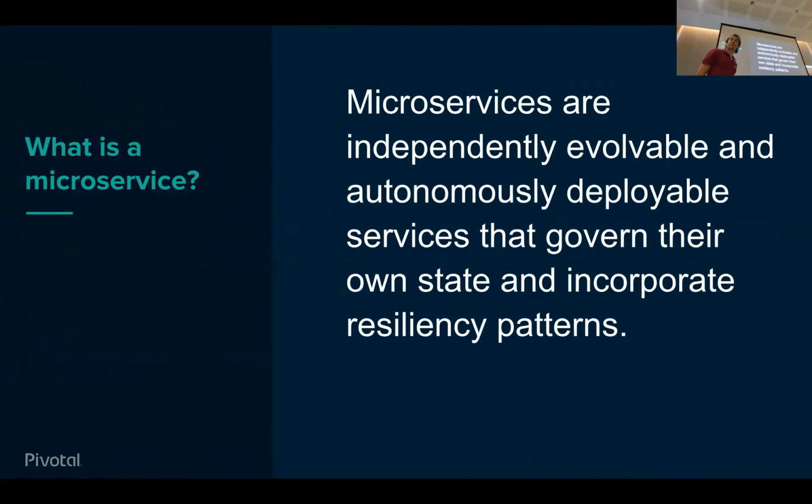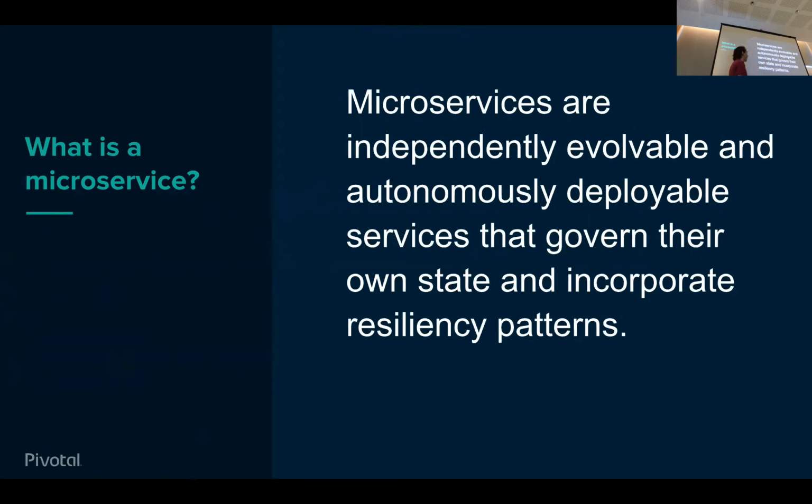So what are microservices? This is a widely accepted definition. Microservices are independently evolvable and autonomously deployable services that govern their own state and incorporate resiliency patterns. There's a few things I want to focus on here. Independently evolvable: these are units of code that you can change independently. They can even be built using different technologies, like Golang or Ruby or Java. They're not necessarily connected.